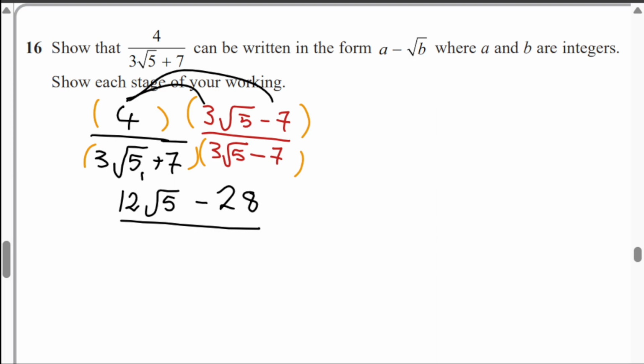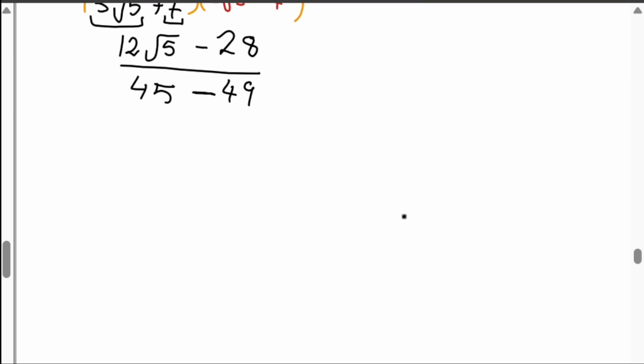For the denominator, you will just square the first one. So 3 root 5 squared. 3 squared is 9. Root 5 squared is 5. So it's 9 times 5, which is 45. So the first one is 45. And always it's minus this squared. 7 squared is 49. So you don't need to multiply the brackets.